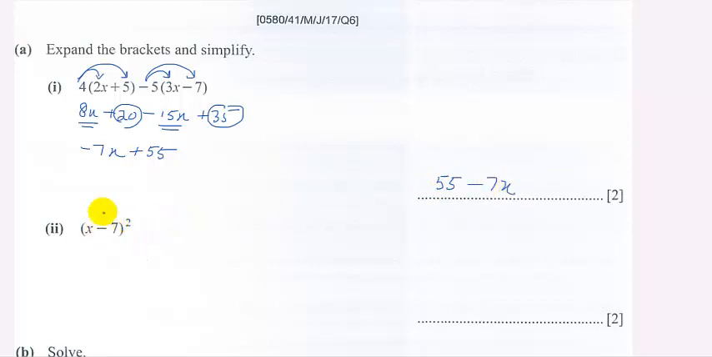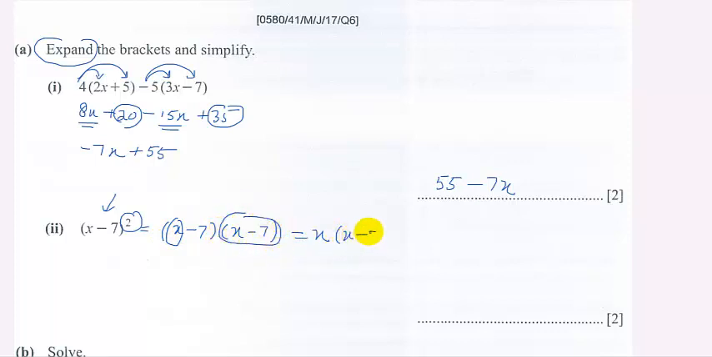Now here we have to expand and simplify. Either you can use the identity here, or you can also solve it like this. It is a square, whole square, x minus 7 times x minus 7. Okay, so I will use this x and multiply with this whole x minus 7. Okay, and then I will use this minus 7 and multiply with this whole x minus 7.